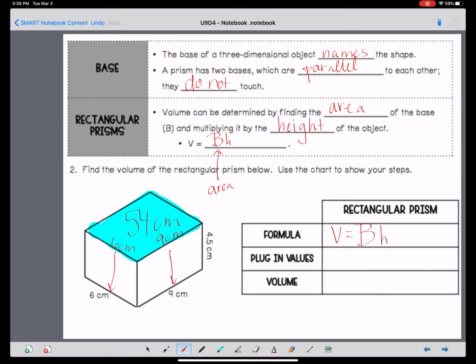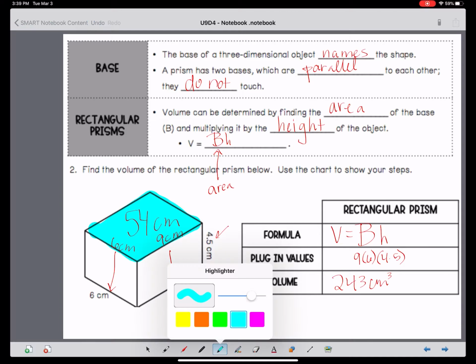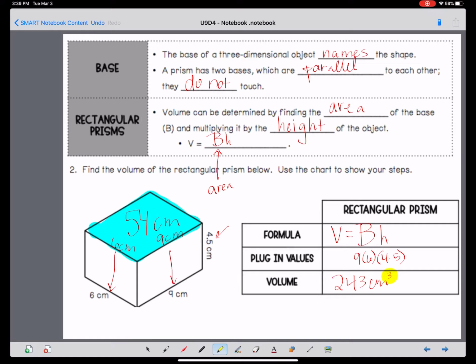So let's go ahead and plug in our values. The area of the base was 9 times 6, and now we need to multiply it by the height. And our height is going to be 4.5 centimeters. So let's plug 4.5 centimeters in for the height, and that will give us our volume. If you do that, you should get 243 centimeters cubed. Here's the difference now. Because we're talking about a 3D shape, we're going to cube all of our answers. We're just going to put a little 3 up there. That means this is a three-dimensional shape.